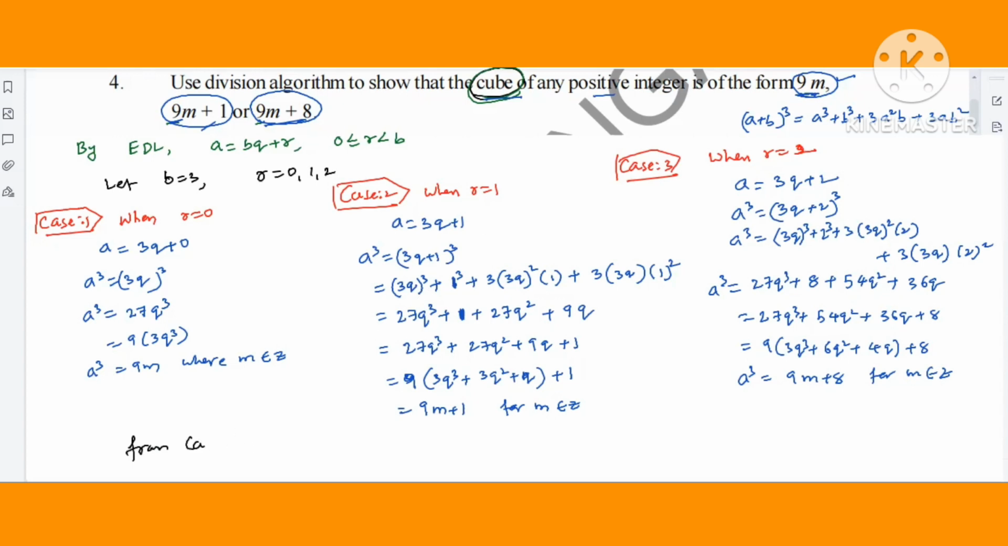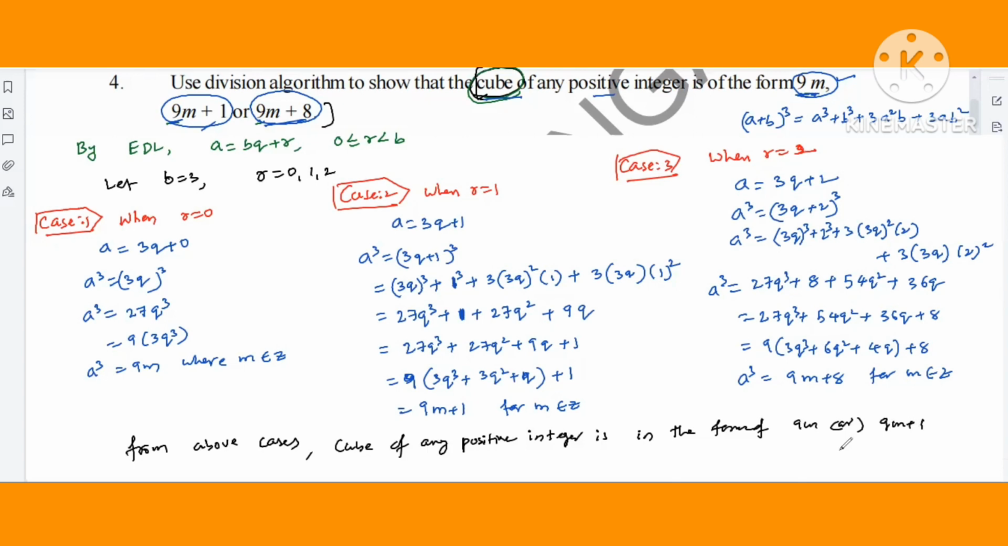From the above cases, what you can write is: cube of any positive integer is in the form of 9m or 9m plus 1 or 9m plus 8. Okay, this is the conclusion.